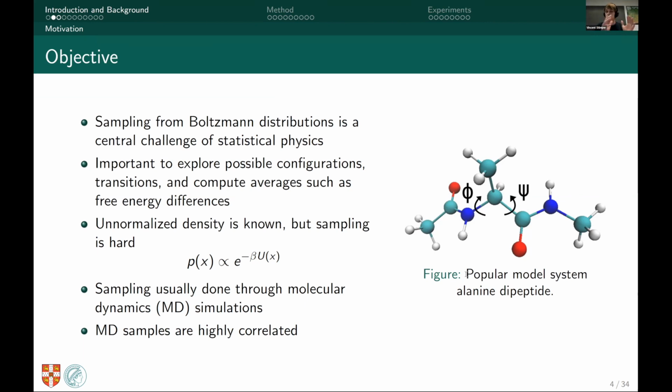which work as follows. You start with some initial configuration, then you calculate the forces and iteratively see how the molecular configuration transitions over time. But of course, the problem is that if you sample that way, the MD samples in neighboring time points will be very similar. So the samples that you obtain with MD are highly correlated. And of course, in order to compute averages, you want to obtain independent samples from the Boltzmann distribution, ideally.